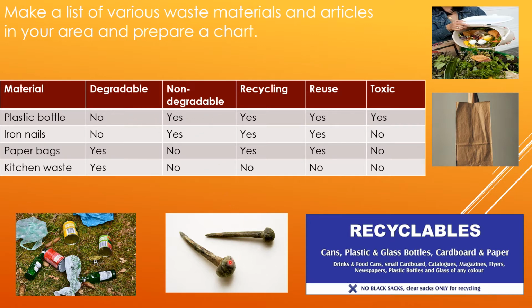So iron nails are non-degradable, plastic bottles are non-degradable. Paper bags are degradable, but it takes a long time for degradation. And kitchen waste material is degradable. Here in this picture you can see the list of recyclable atoms. All these recyclable atoms are non-degradable atoms.